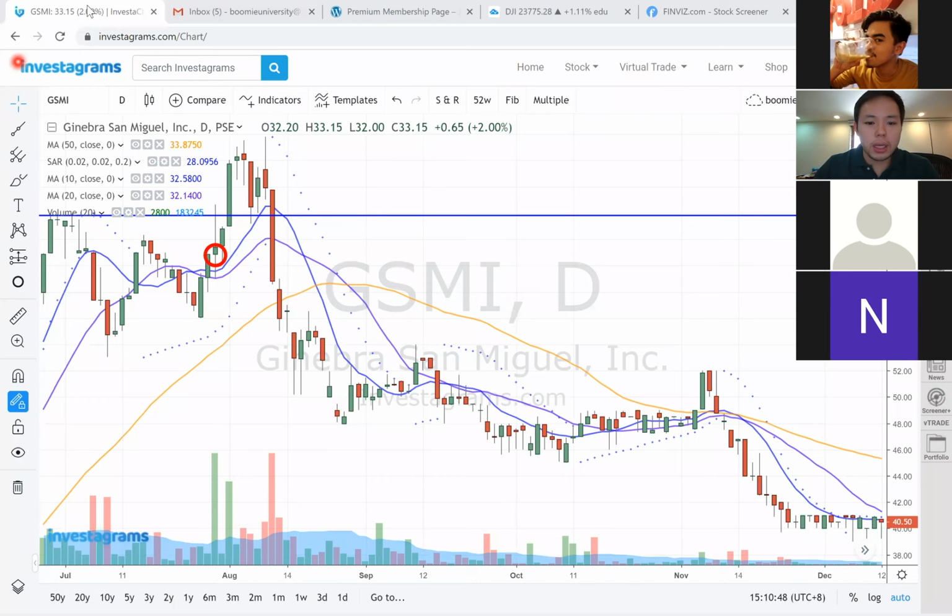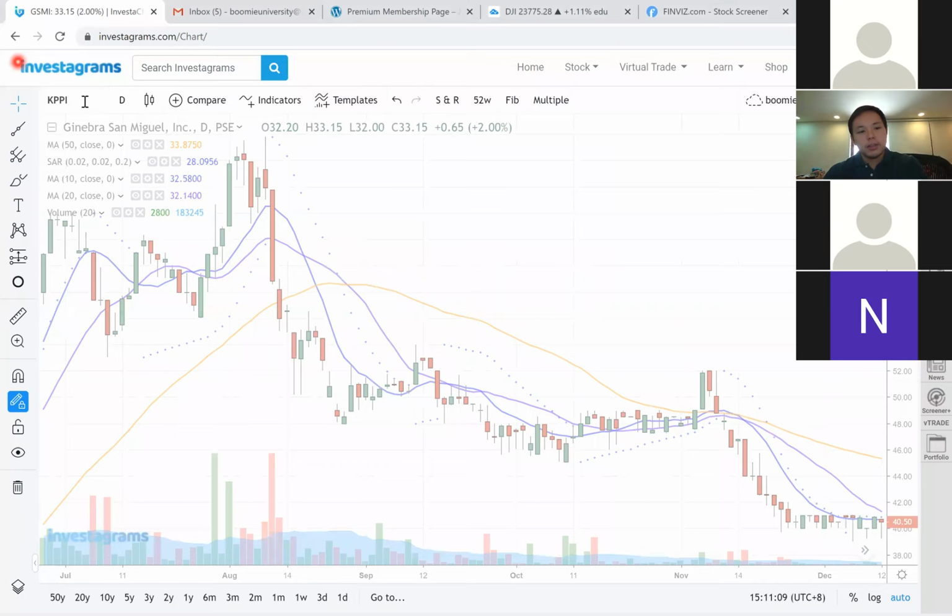Okay. So share screen. Anong screen naka-share dito? GSMI? Yes, sir, GSMI. Okay, so we'll go into a KPPI trade. Ito yung pag-uusapan na dito yung FOMO. Ito, itong part na to. Okay? FOMO to. The FOMO trade. Okay?